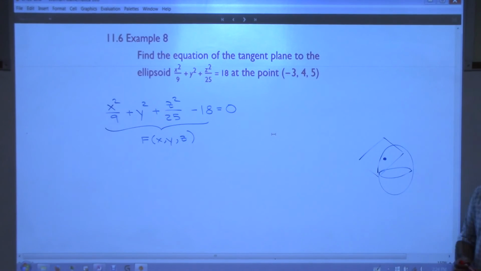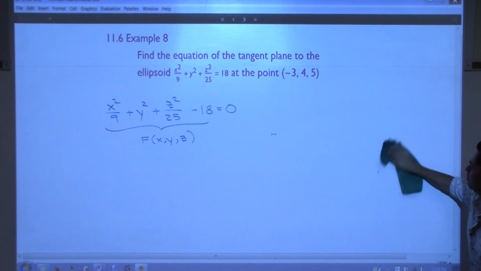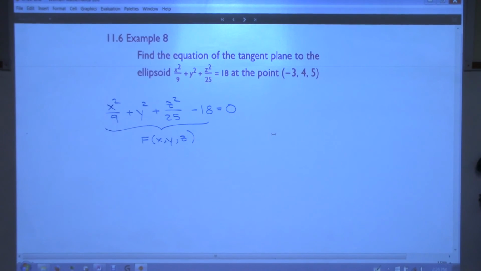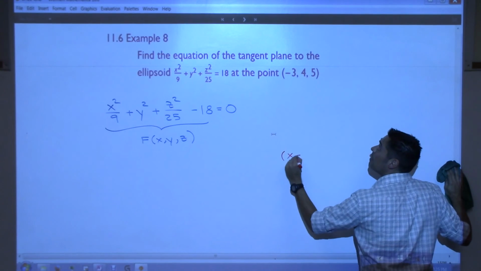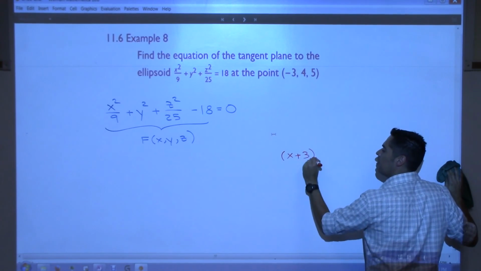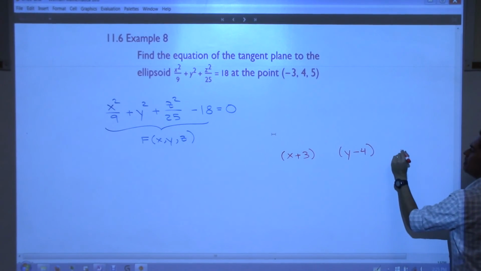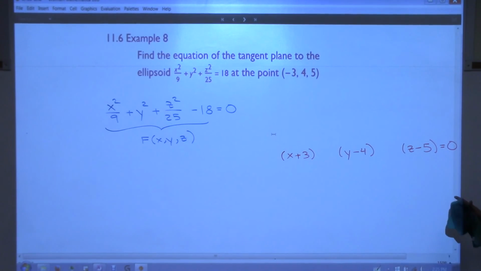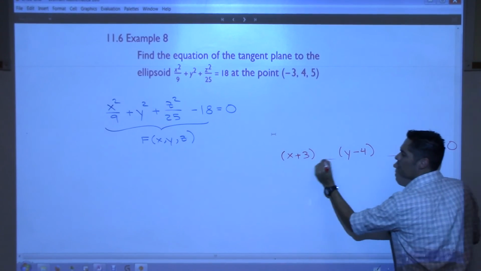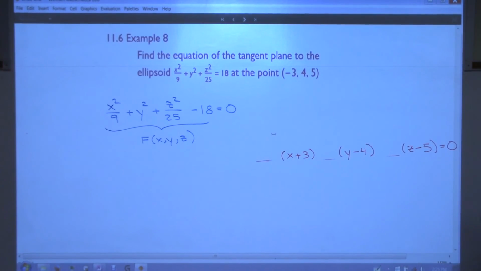What part of the equation of the plane, what part of it can you tell me right now without doing any of the work? X minus x naught. So I know x minus x naught, so x plus 3. Then it's what? Y minus 4, and then I know it's z minus 5, and I know equals 0, right? That much I know. Just a matter of figuring out what these numbers in front are. Those numbers are the direction numbers of the normal vector, but that comes from the gradient. So just some partials now.